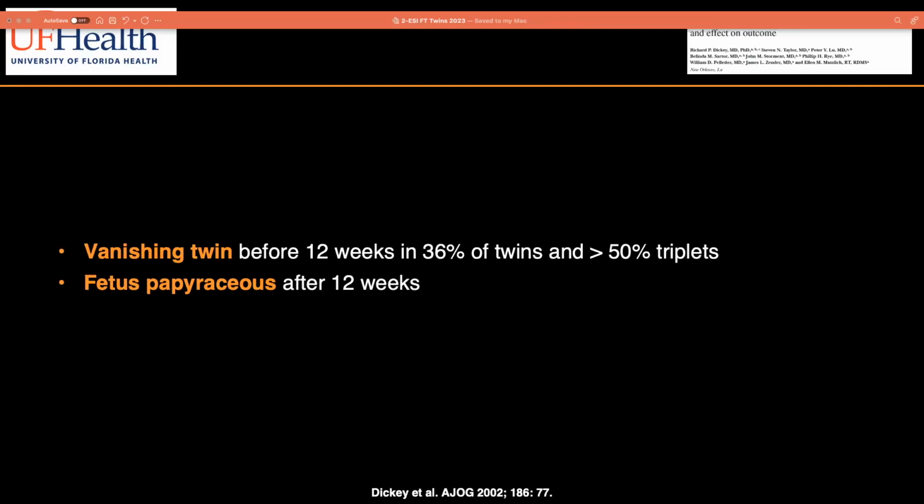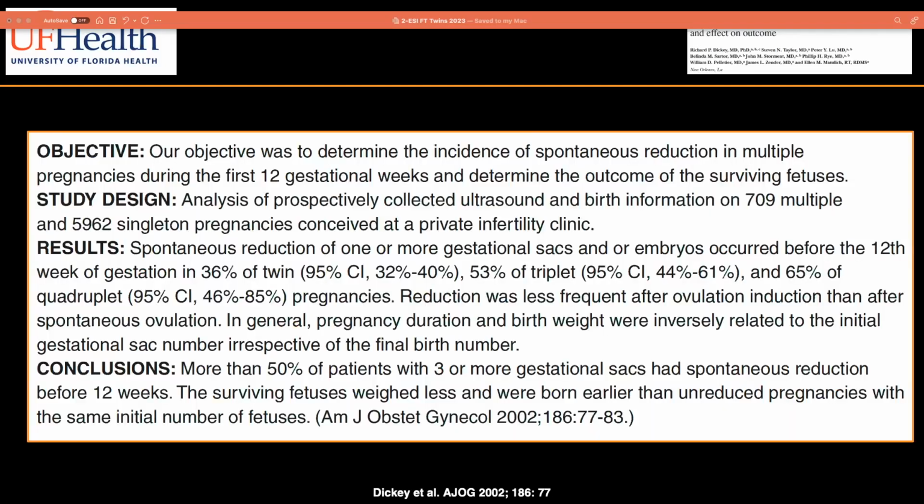Vanishing twins do occur before 12 weeks in about 36% of twins and more than half of triplets. And there's something called the fetus papyraceus after 12 weeks. The thing you have to keep in mind is this may have an impact on your NIPS interpretation, but they tend to be resorbed. And what is the effect of it on pregnancy outcome is that when you have 3 or more gestational sacs, more than 50% of them will have spontaneous reduction before 12 weeks. However, the surviving fetus will weigh less, is at a higher risk for preterm birth versus those that have not been reduced.